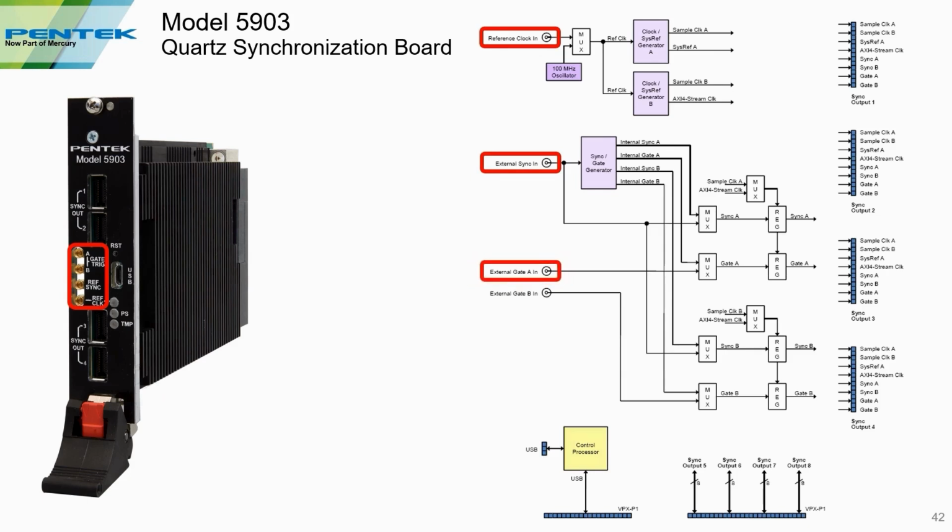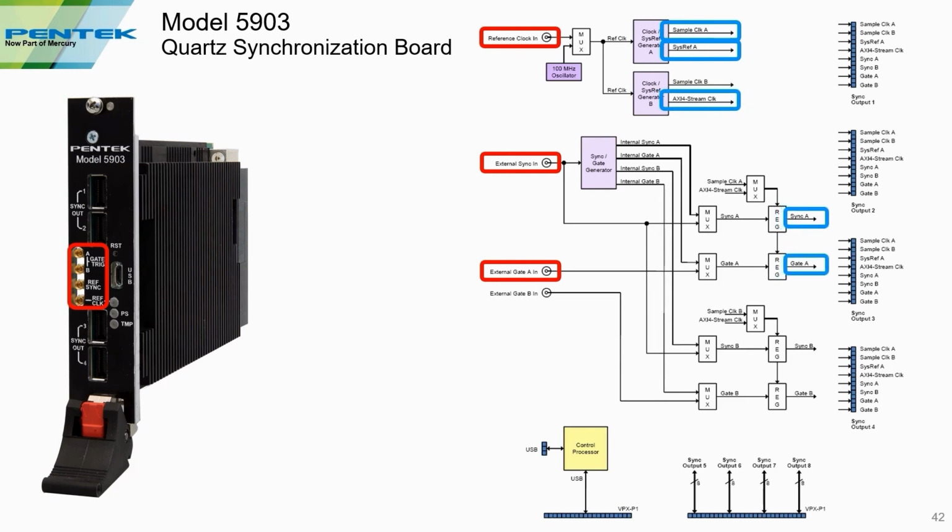There's also an external gate in, which allows you to send a synchronized gate signal to all the different boards. There's actually 2 gate signals, but in this configuration, we're only using 1. Within the board, we're generating the signals we said we always need for doing multi-tile synchronization. We're generating the clock, the sample clock, we're generating the sysref, and we're generating the AXI stream clock. In addition, again, we have the sync and the gate.